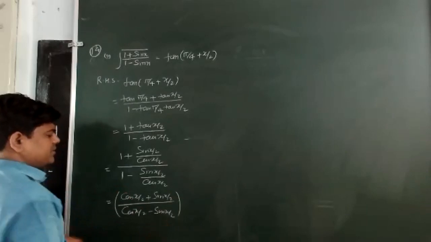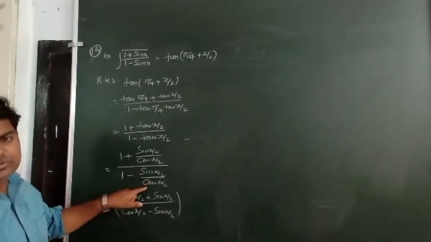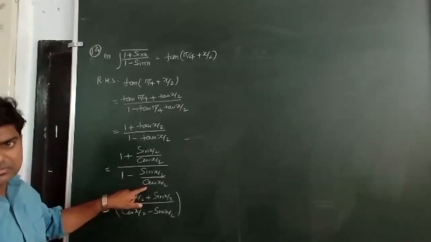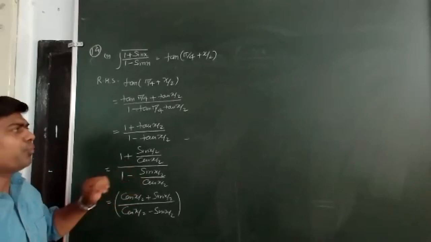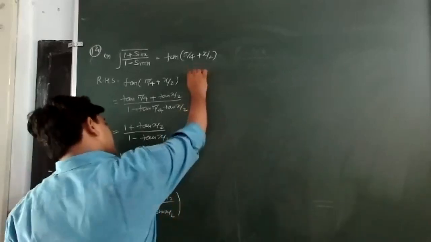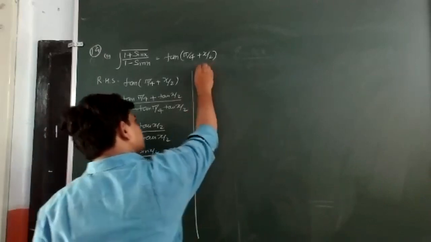One line I skipped here. When I'm taking LCM, the cos x by 2 will be cancelled here also. This side I will skip. It's okay. Any problem is there? Now, listen to me very carefully. Can you write the same thing in square?